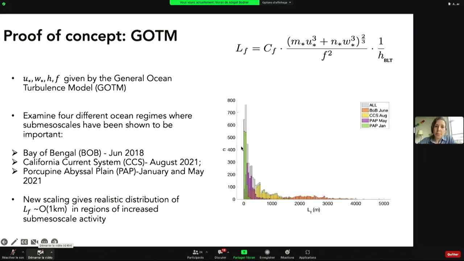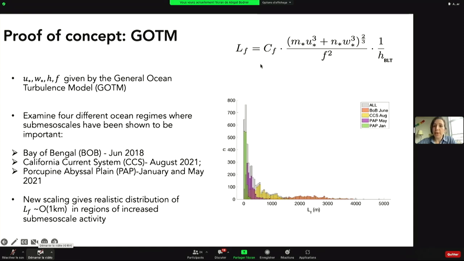So the next test we performed is we wanted to see how this agrees with data given from observations. So we used the General Ocean Turbulence Model, known as GOTM, where we examined different ocean regions where submesoscales have been shown to be important, or more exactly, where there have been observational campaigns that have measured submesoscales in those locations. So this includes the Bay of Bengal, the California Current System, and the Porcupine Abyssal Plain in 2 different seasons. And in each one of them, we use the surface conditions that are given from observations in these locations. And we use GOTM to find the boundary layer depth as well at each location.